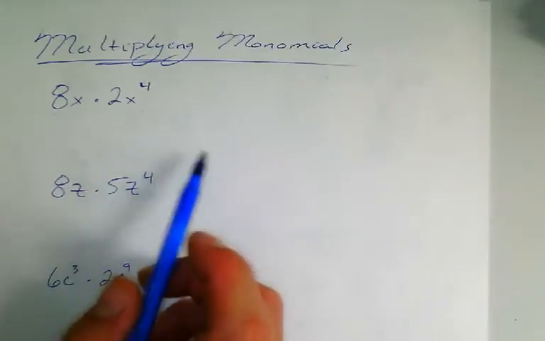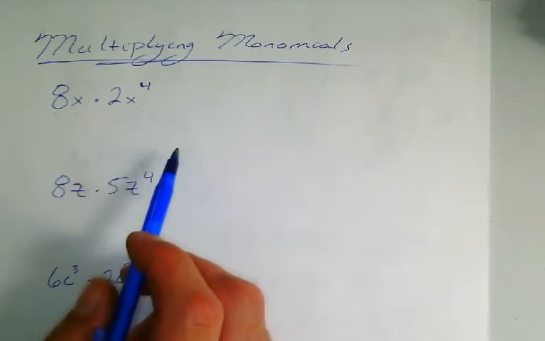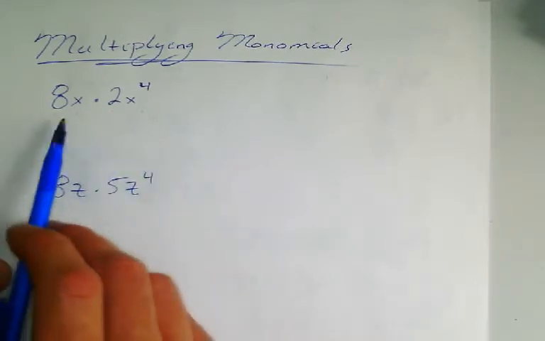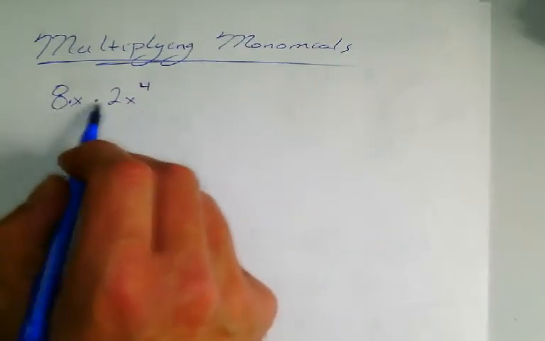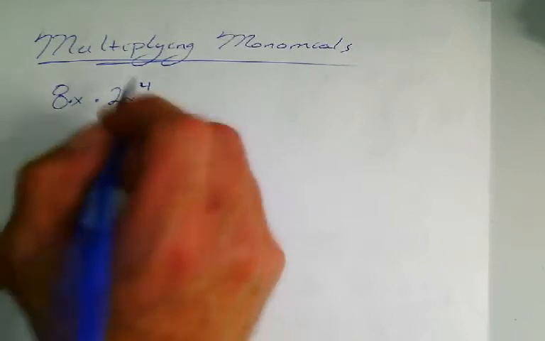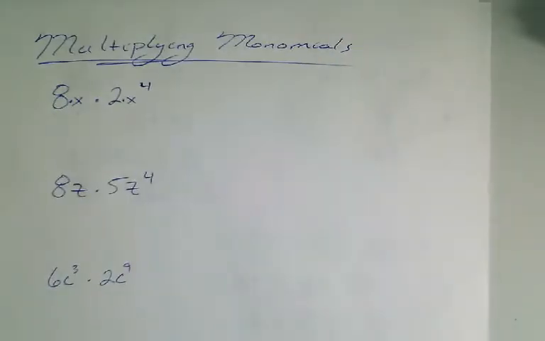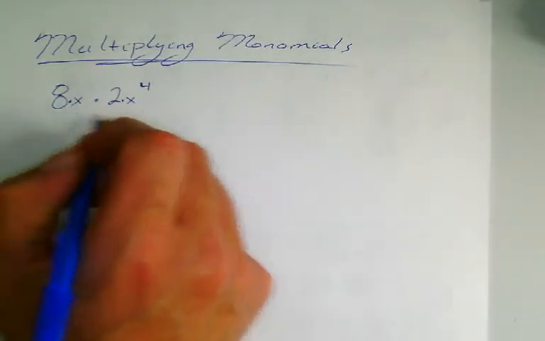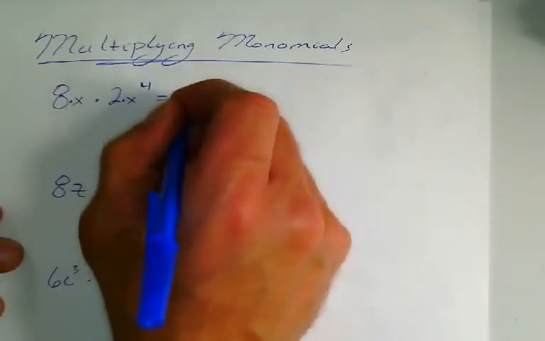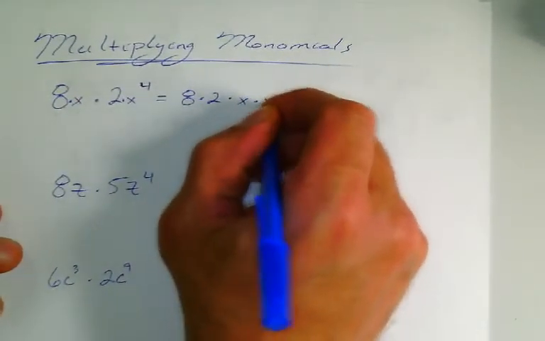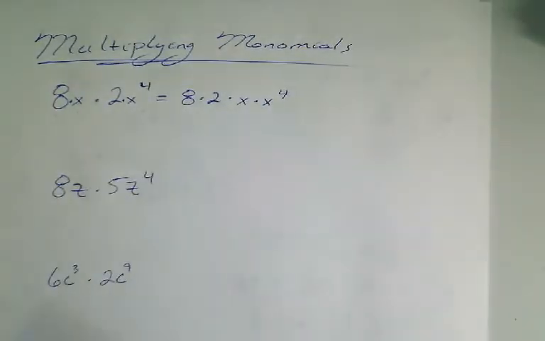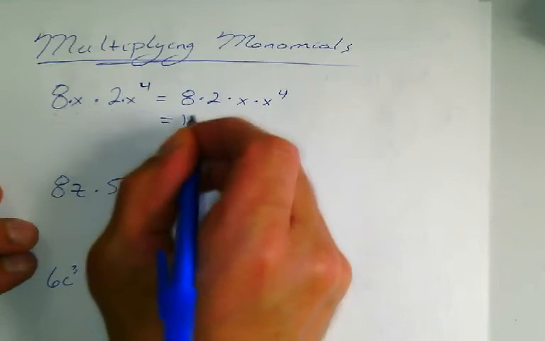Now, the math behind this and why it works: all I have right now is multiplication. 8x is really just 8 times x, times 2x to the fourth, which is really just 2 times x to the fourth. You know that multiplication is commutative and associative, so really any order, any grouping. So I could rearrange this as 8 times 2 times x times x to the fourth. Now I know 8 times 2 is just 16.